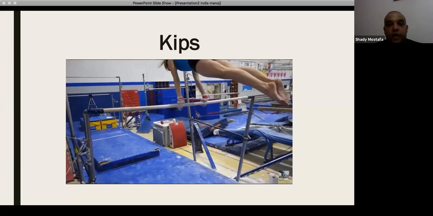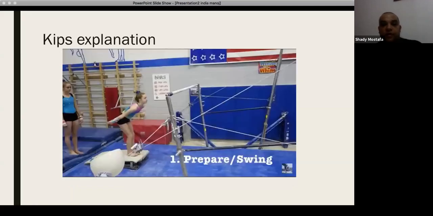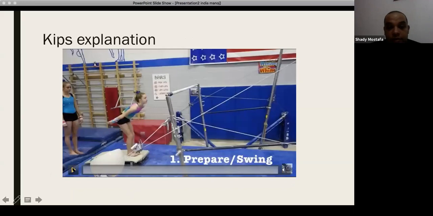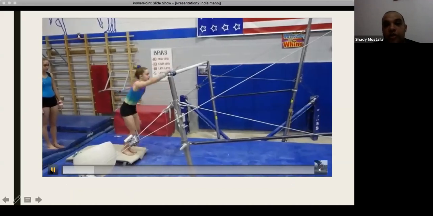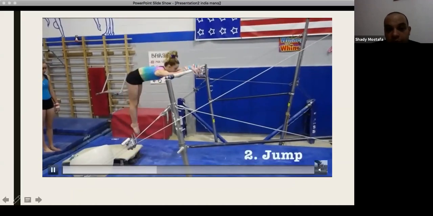Okay, now we cut the kip into pieces to give you more understanding, and to make sure that every piece has drills that you give. So the first one will be prepare and swing. This is where you just stand and prepare to jump to do the glide. The second one, you actually jump. When you do the jump, the arms should be straight, hollow shape, straight legs, and the head should be neutral. Neutral means that you have to look forward to the bar.